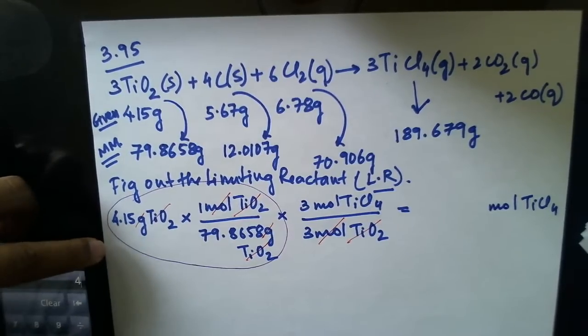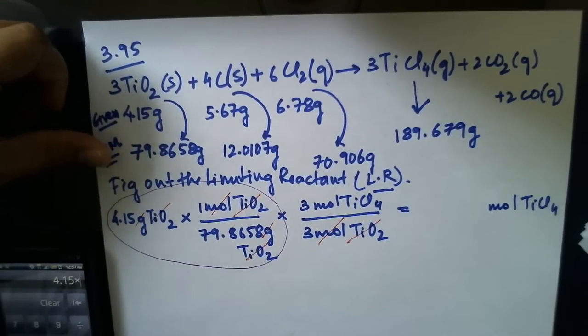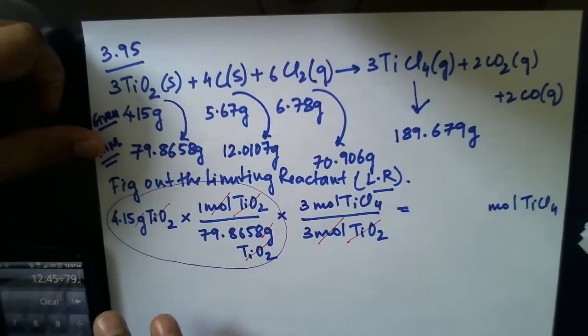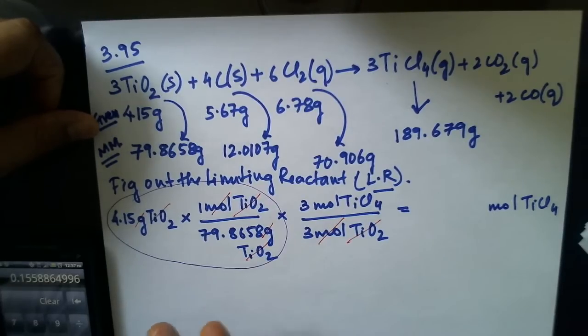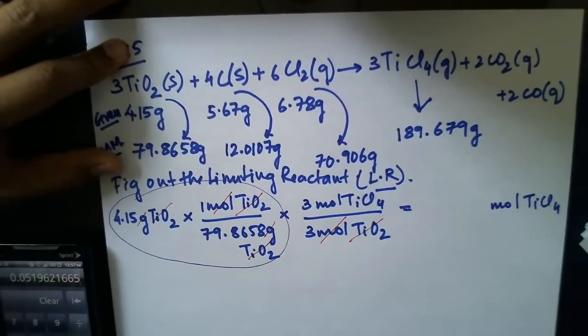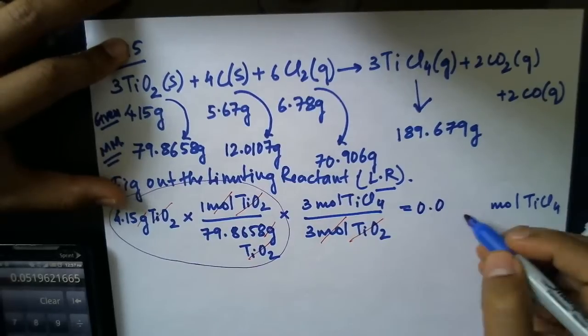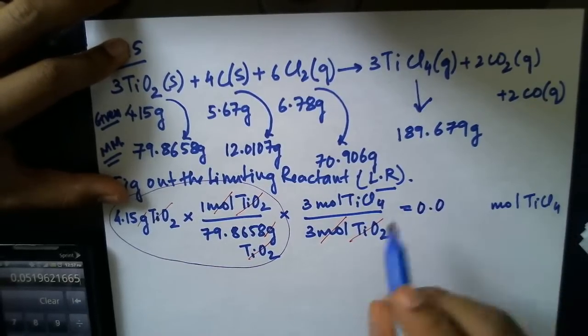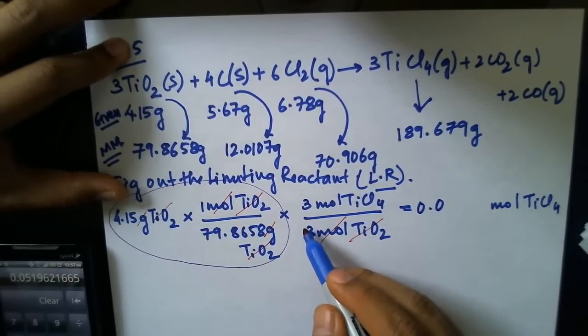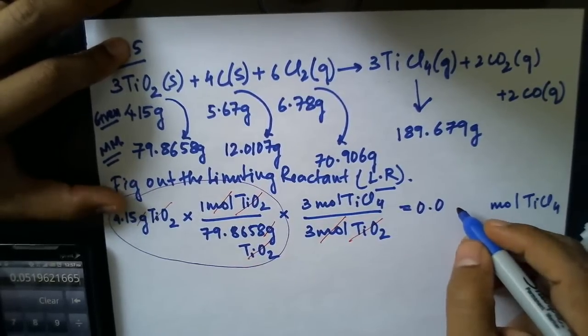Okay, so we're going to take 4.15 times 3, divide that by 79.8658, which is equal to something, divide that by 3, which should give you 0.0. Let's express our answer with, you see, that's a whole number, so you don't take that into consideration for significant figures. So you're going to express your answer with 3 significant figures.